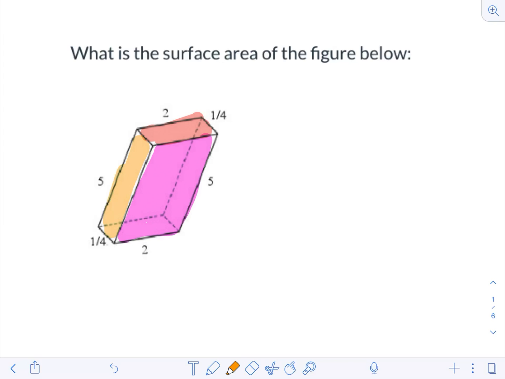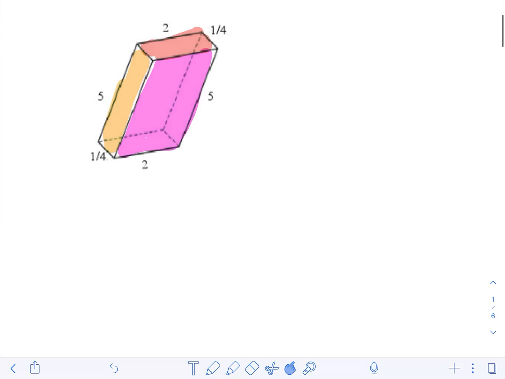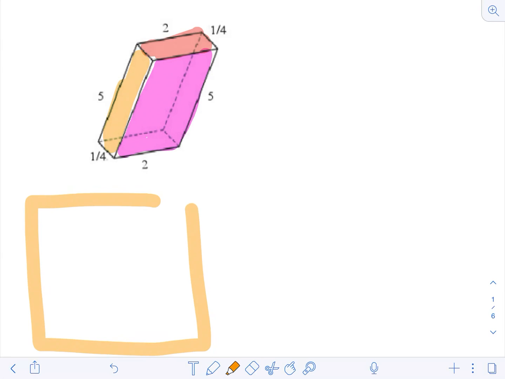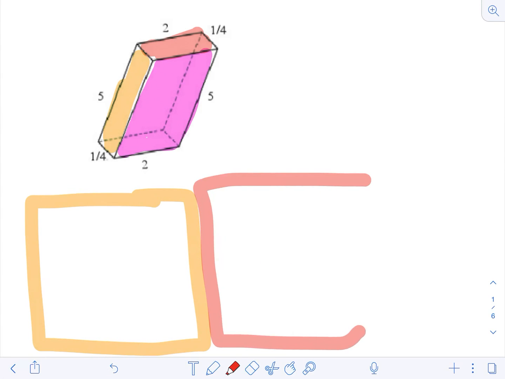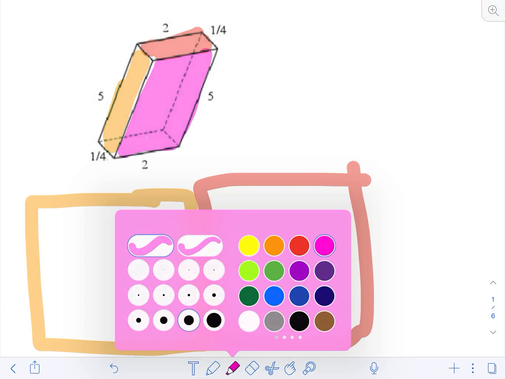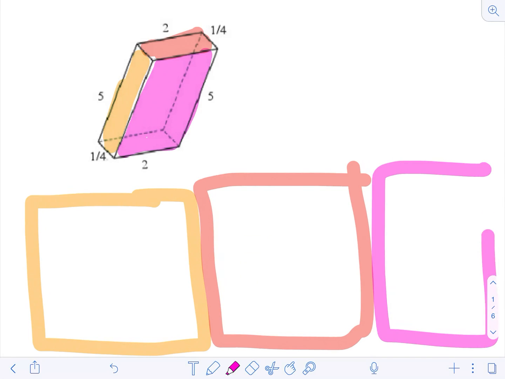Okay? So now I'm going to do something a little different. I'm going to write a little more than I did before. So all the work here will be for the orange part. All the work here will be for the red. And then we got the pink last but not least. Okay? So let's take a look.